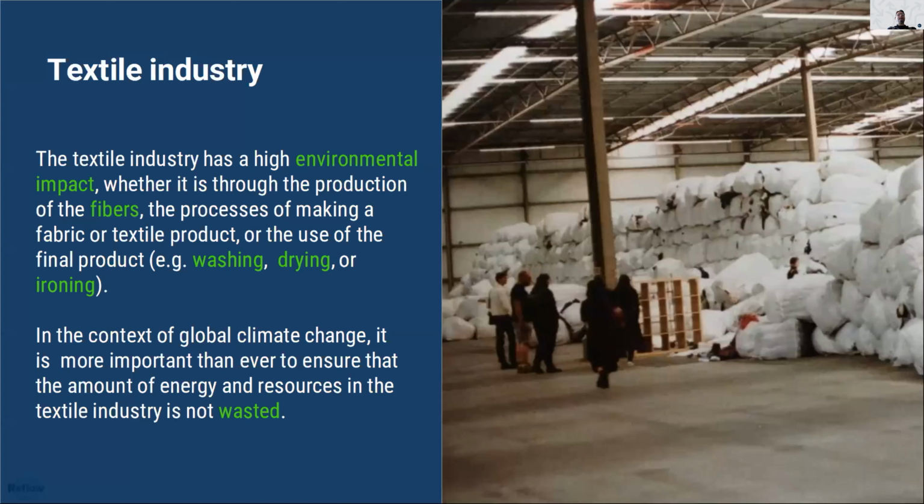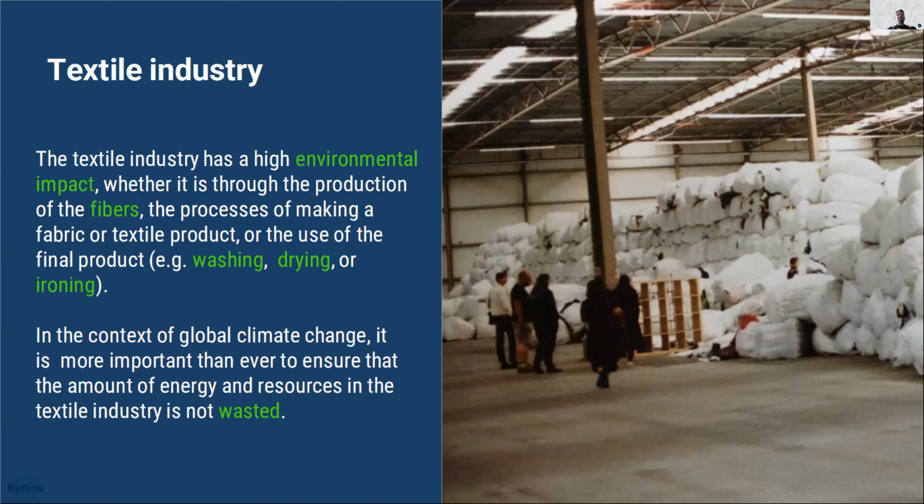So just to give you an idea, of course, everyone presented the broad context of REFLOW. In Amsterdam, we focus on the textile industry. And why do we focus on the textile industry? Because, as in other industries, the textile industry has a high environmental impact throughout all the processes of the production of clothes. So from when you produce the fibers, when you process these fibers into making a fabric or textile, and also when these clothes eventually end up with the customer. Their usage also has an environmental impact, like of course washing, drying, ironing, and this kind of activities.